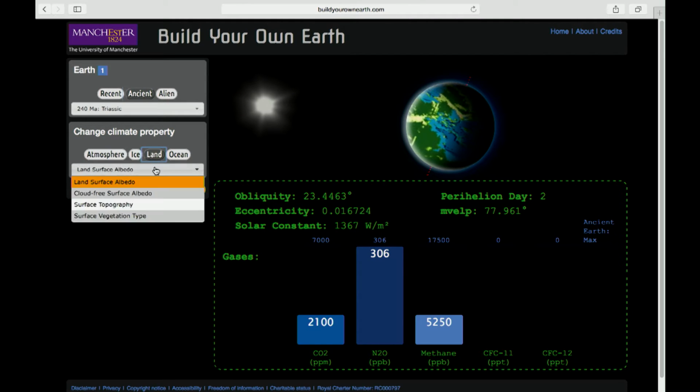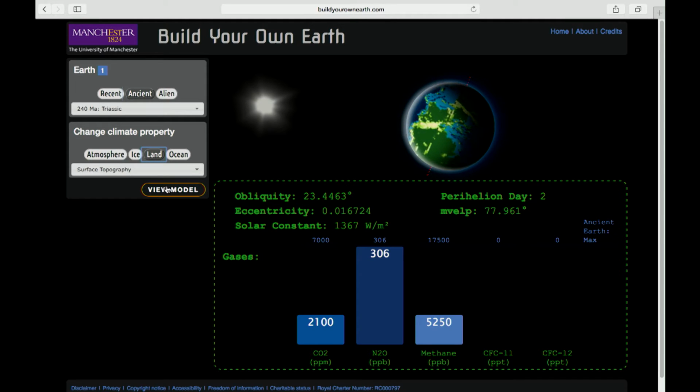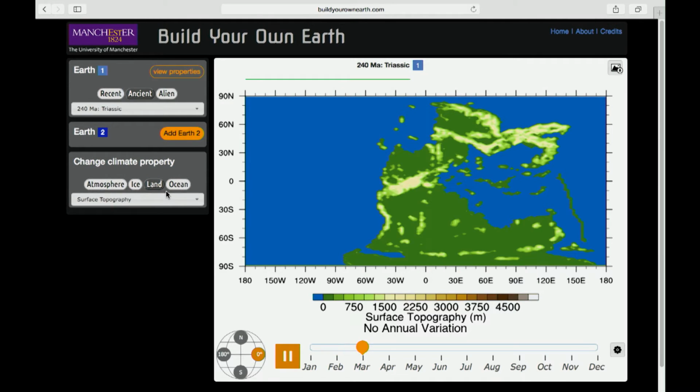If we look at the land and surface topography, we can see that Pangaea is centered upon our prime meridian, with the shallow Tethys Sea to the east and the wide open ocean of the Panthalassic Ocean to the west. The rest of the continents are all grouped together in the center.